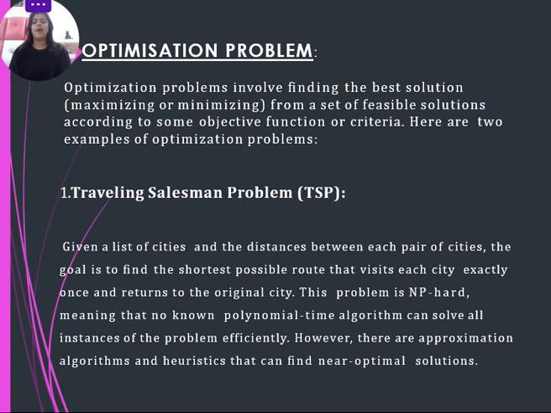The first one is the traveling salesman problem, TSP. Given a list of cities and the distance between each pair of cities, the goal is to find the shortest possible route that visits each city exactly once and returns to the original city. This problem is NP-hard, meaning that no known polynomial time algorithm can solve all instances of the problem efficiently. However, there are approximation algorithms and heuristics that can find near optimal solutions.